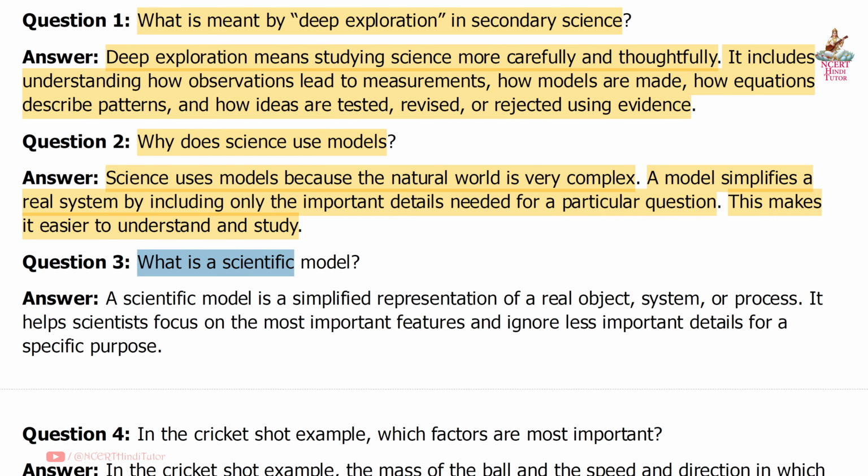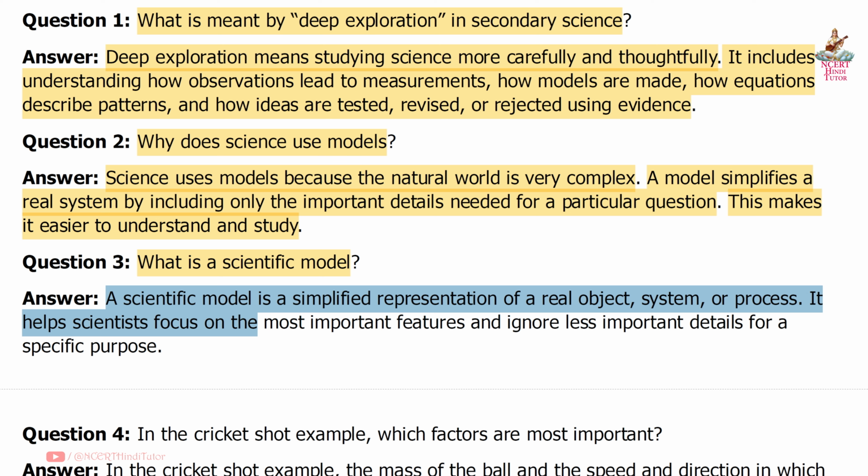Question 3. What is a scientific model? Answer: a scientific model is a simplified representation of a real object, system, or process. It helps scientists focus on the most important features and ignore less important details for a specific purpose.